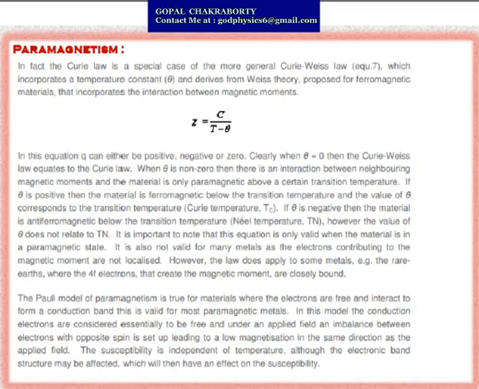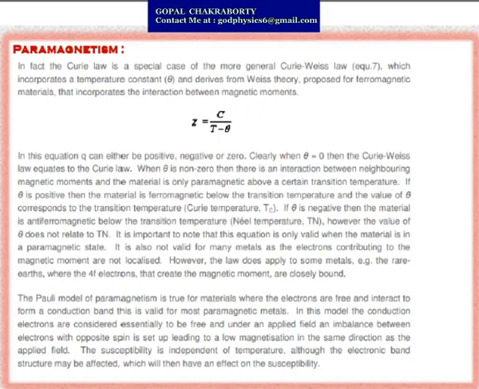Clearly, when theta equals 0, the Curie-Weiss law equates to Curie's law. When theta is non-zero, then there is an interaction between neighboring magnetic moments and the material is only paramagnetic above a certain transition temperature. If theta is positive, then the material is ferromagnetic below the transition temperature, and the value of theta corresponds to the transition temperature.